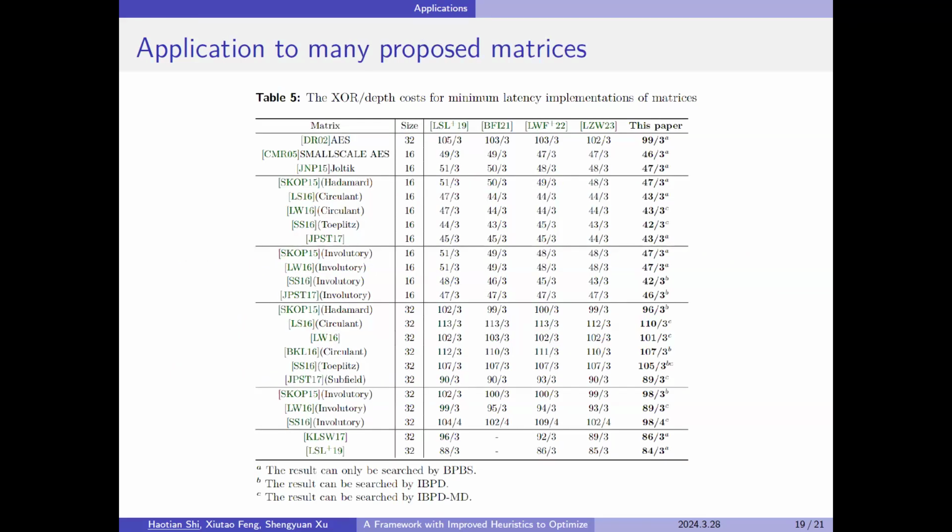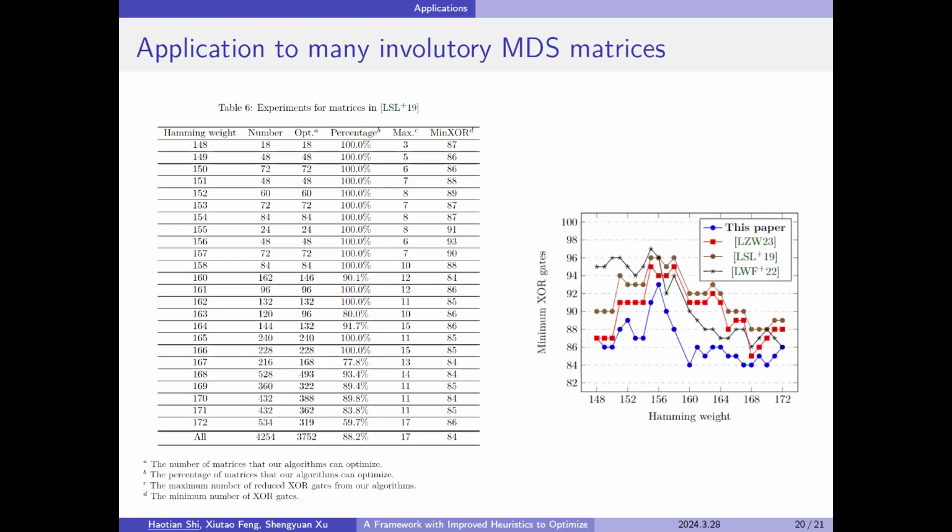Then we apply our method to many proposed MDS matrices and the matrices used in block ciphers. And for most matrices, we can obtain better results. Following the previous works, we also apply our method to many involutory MDS matrices. Our method generates much better overall indices, such as the minimum XOR gates and the reduced XOR gates.